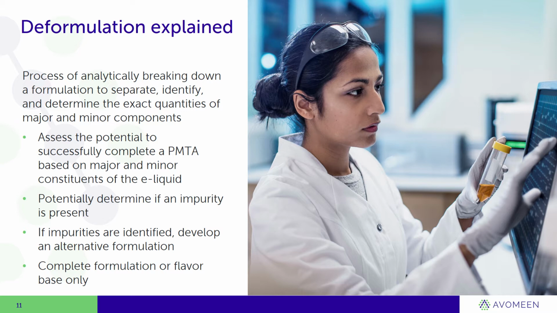If during the deformulation something that is known to be toxic is present, a company may choose to not push that product through a PMTA, but rather change that formulation before pursuing a PMTA. They can determine if an impurity is present. If impurities are identified, they could develop an alternate formulation to eliminate those impurities. You can do a deformulation on the final e-liquid product or just the flavor base only.